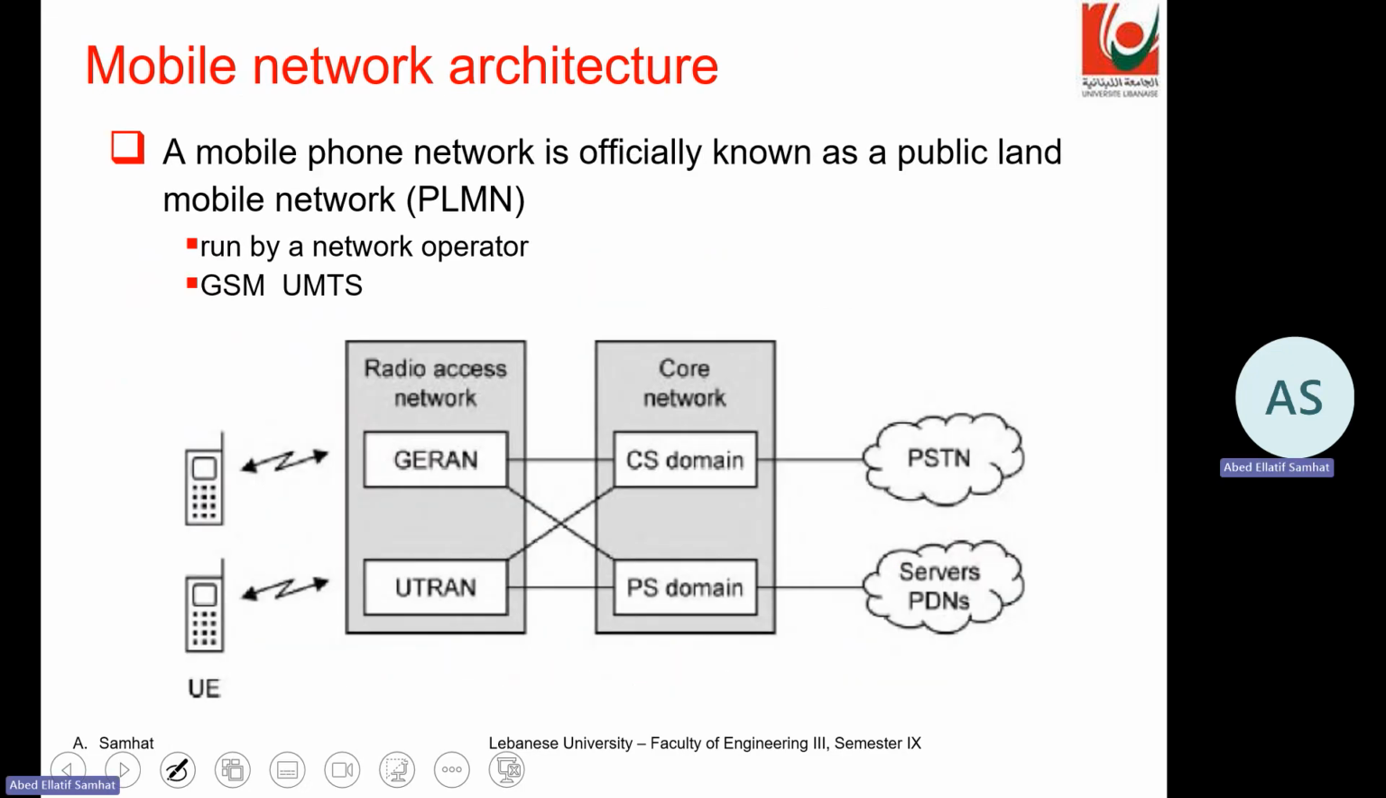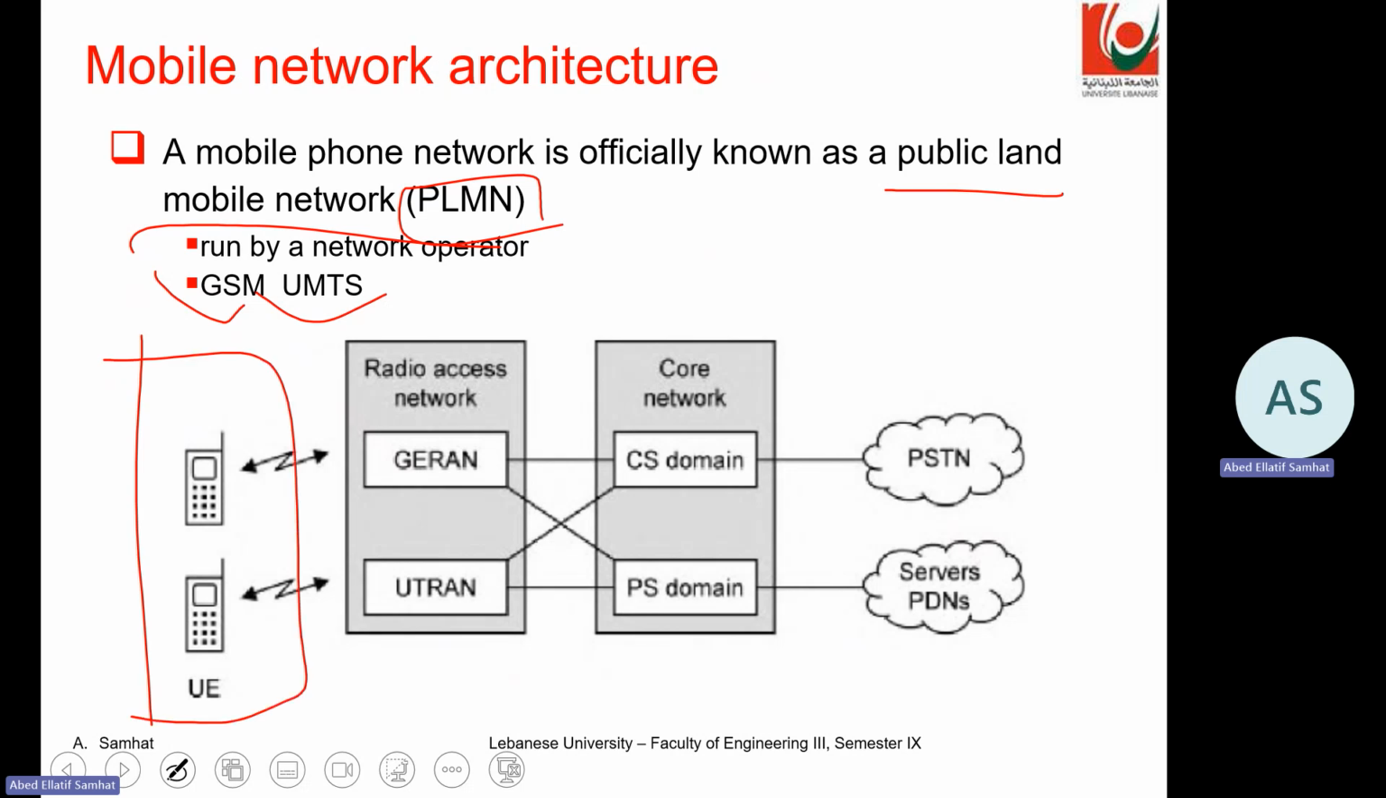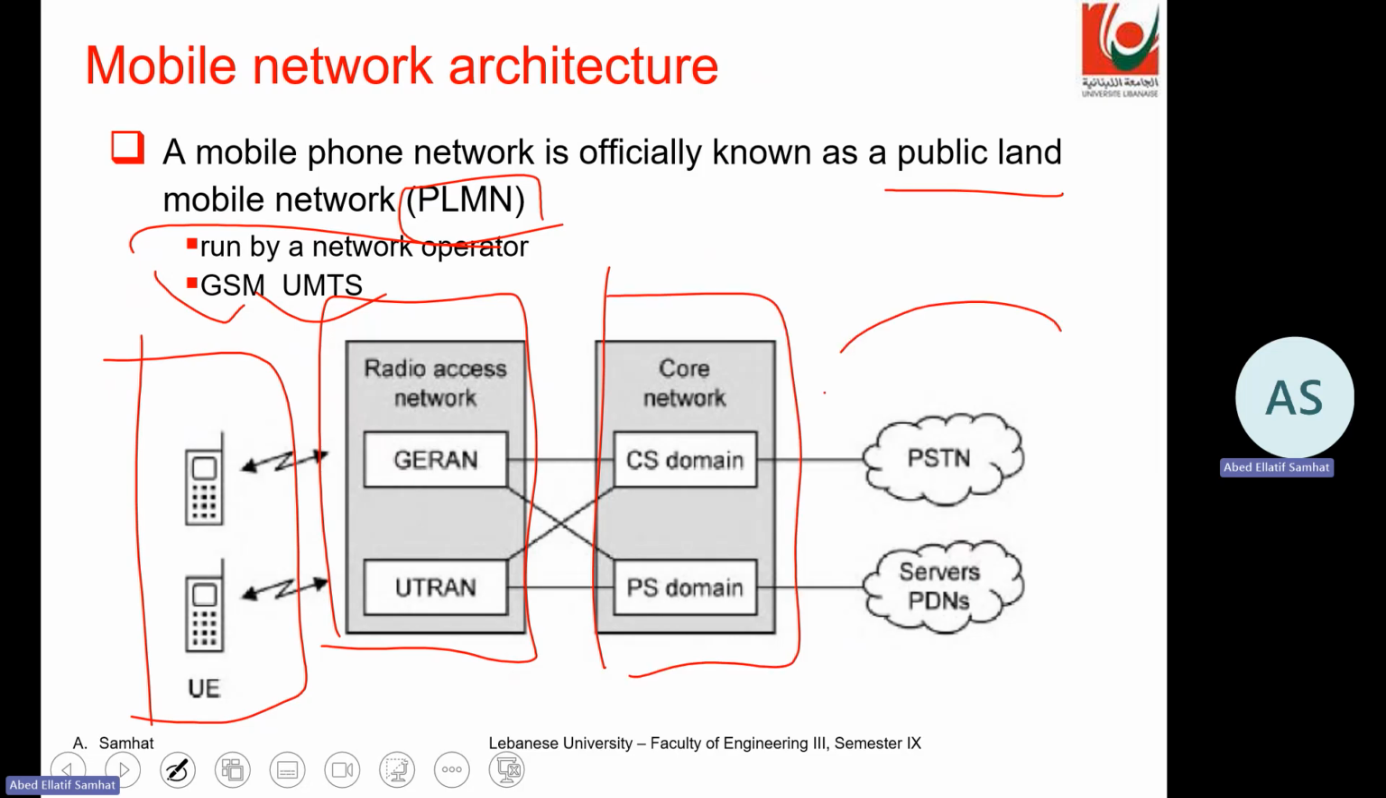At this level, we will give a brief description of the mobile network architecture. And you know that the mobile network is officially known as a public land mobile network, PLMN. Okay, and typically we have operators that are in charge of the administration and the running of such mobile network. And the two typical technologies, we will see them. The architecture of GSM and UMTS are typically as follows. We have the user equipment, it's considered as a part, and we have the radio access network, and we have the core network, and we have the other network here.